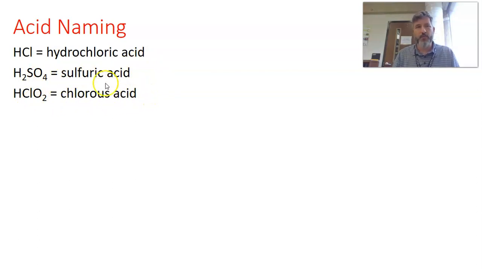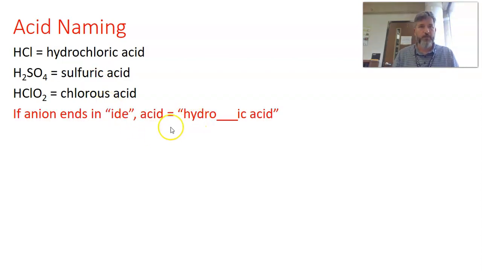How did they get those names? Why do some of them start with hydro and some of them not? Why do some of them end with ic and some of them end with us? And here's the system. The first rule is if the negative ion ends in ide, the acid is going to start with hydro and end with ic.